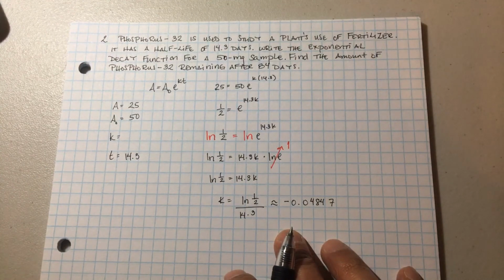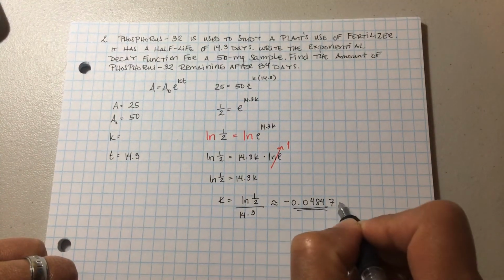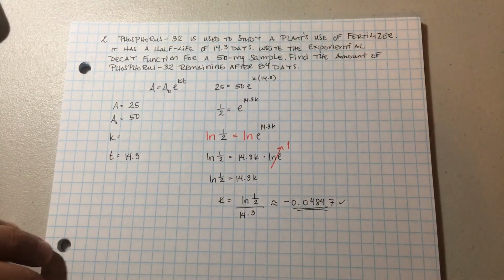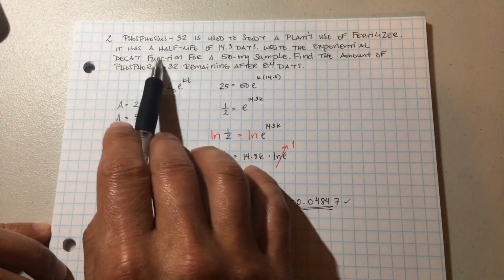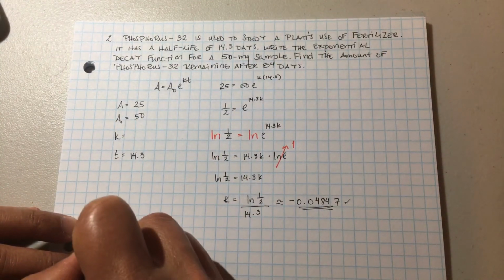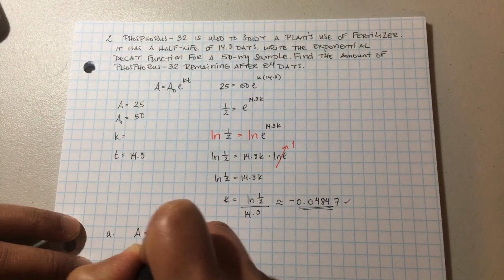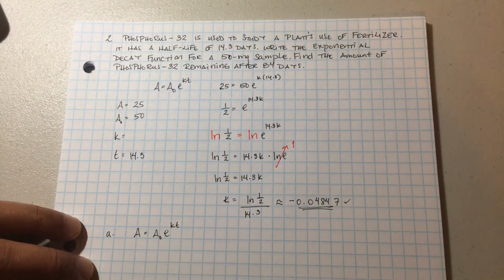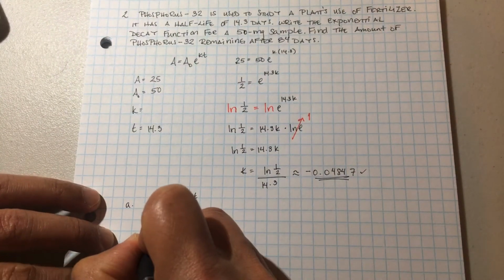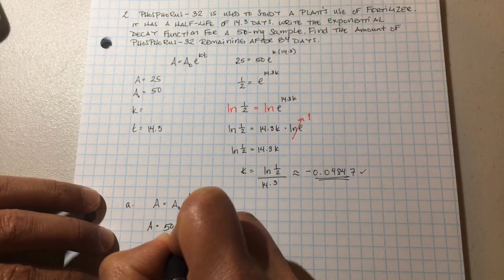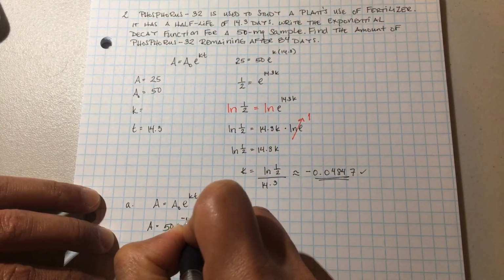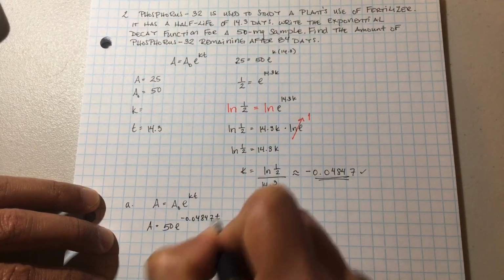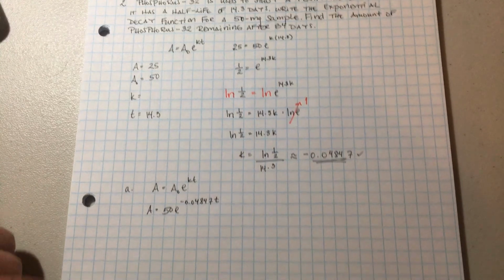Now that I have that information, okay, this is what I got. Now I can figure out the amount that's remaining after 84 days. So it says first, write the exponential decay function. Okay, so my decay function, we'll call that part A, is A equals, well, I'll just write the whole thing, A sub 0 e to the kt. Well, what did I start with? I started off with a 50 milligram sample, e. There's your k factor, negative 0.04847 times t. That's my general equation right there.